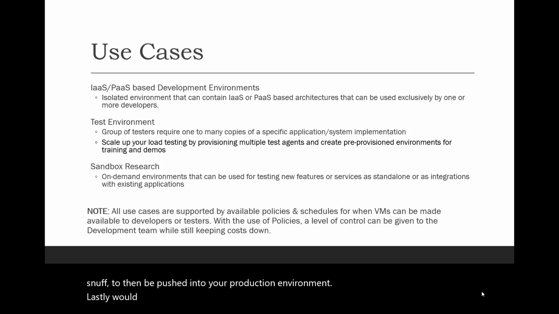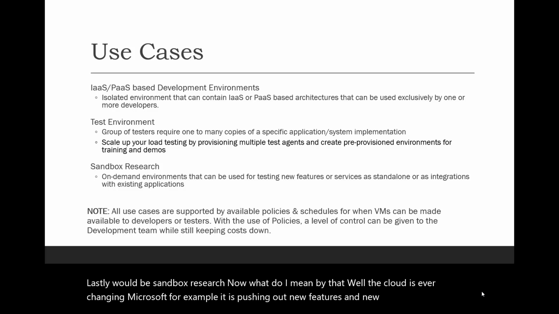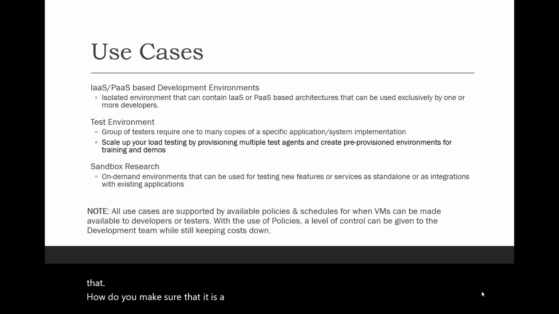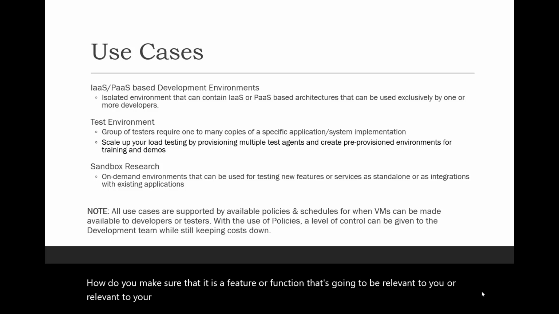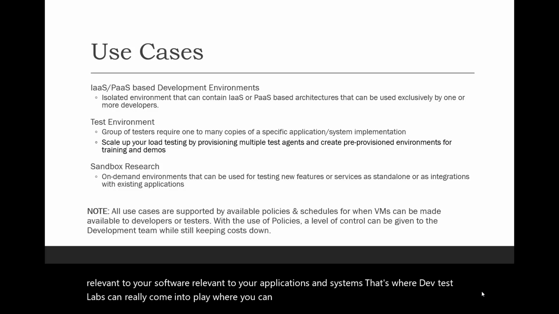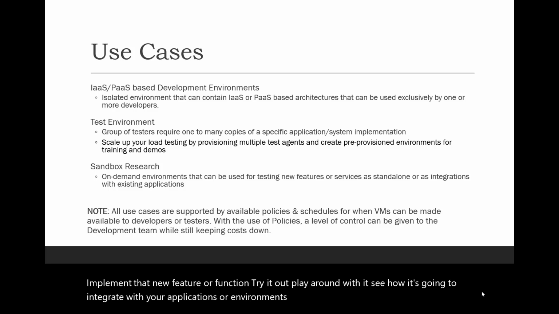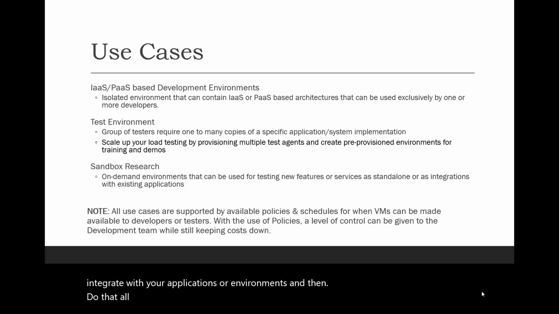Lastly would be sandbox research. Now, what do I mean by that? Well, the cloud is ever changing. Microsoft, for example, is pushing out new features and new functions every 3 weeks, depending upon which feature you're focused on, sometimes even more rapidly than that. Well, how do you make sure that it is a feature or a function that's going to be relevant to you or relevant to your software, relevant to your applications and systems? That's where DevTest Labs can really come into play, where you can spin something up, implement that new feature or function, try it out, play around with it, see how it's going to integrate with your applications or environments, and then do that all in an isolated area where you don't have to worry about it implementing or doing things in production.